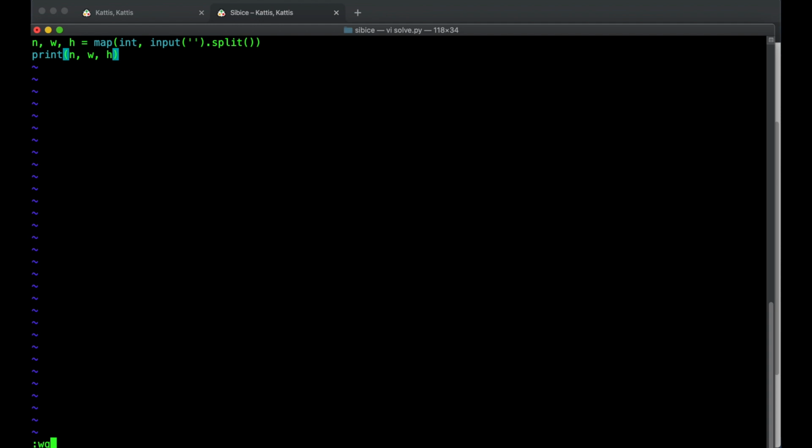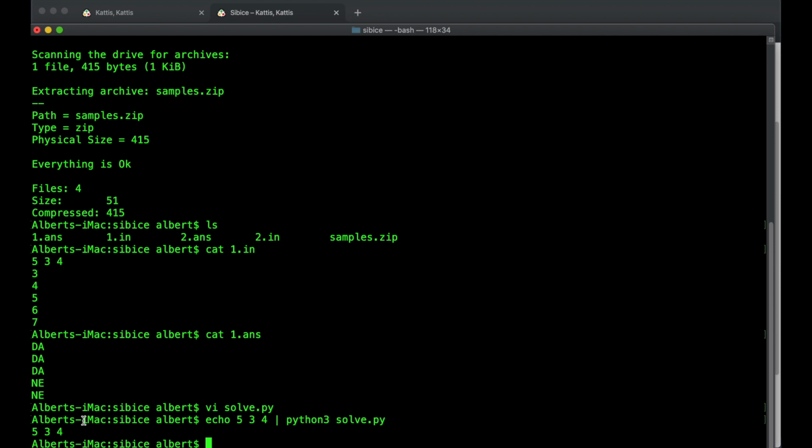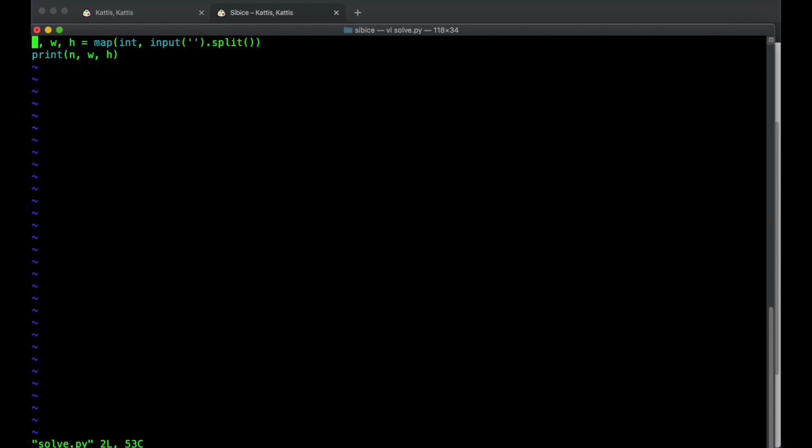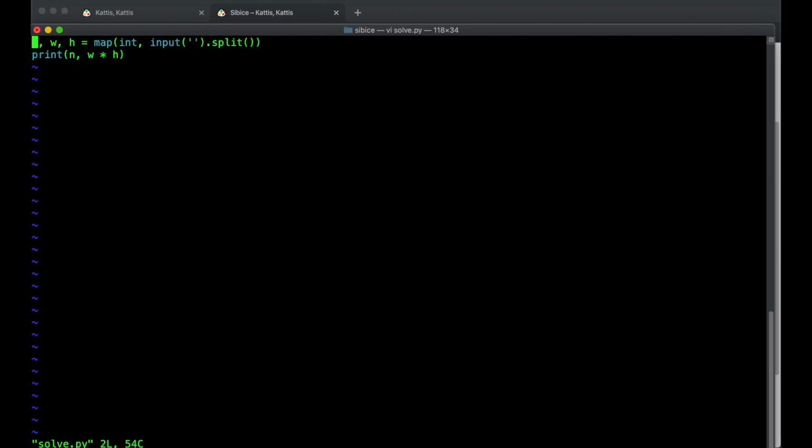To be sure, let's just print N, W, and H. So that's a short Python program that just does the first line. 5, 3, 4. So it worked. And just to be sure that it is integers, let's try to multiply widths and heights instead. And it worked. 3 times 4 is 12. And now, what do you call it? The diagonal. Diagonal should be square root.